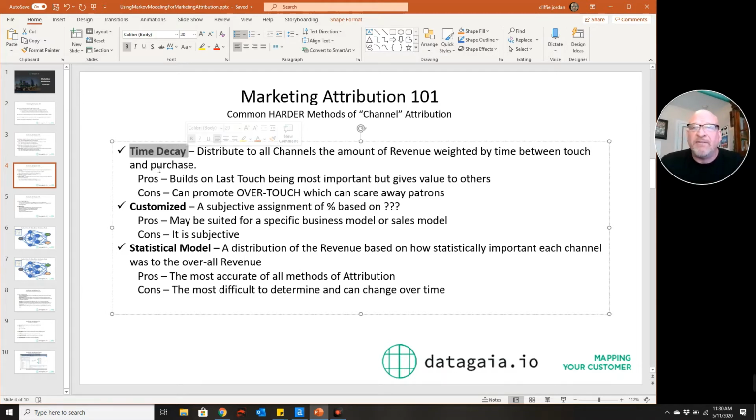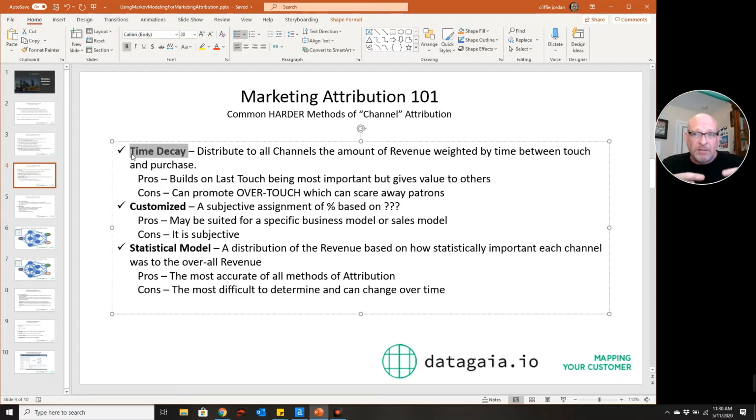The weightings that we assign to each of these in a time decay methodology are based on what we call an exponentially decaying curve. Okay, it's a little bit more analytical. You don't necessarily need a data scientist to do it, but again, it's not that accurate.